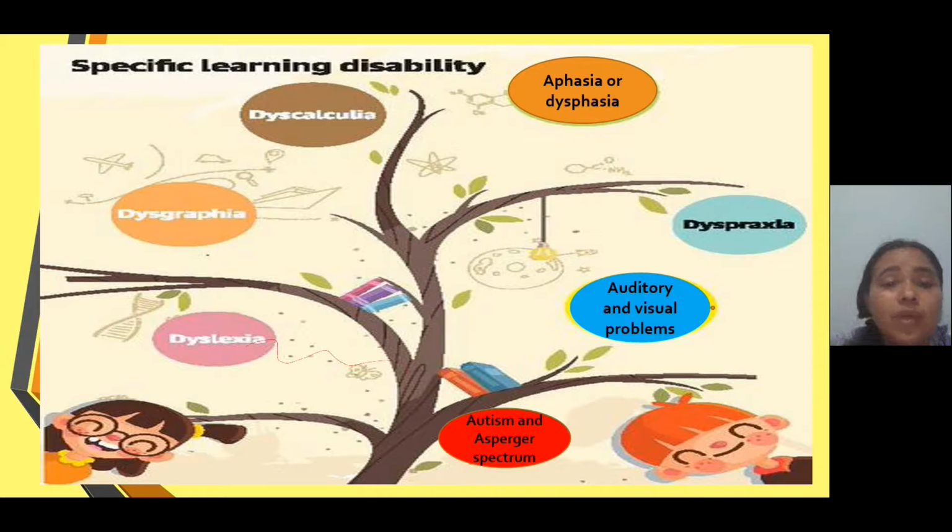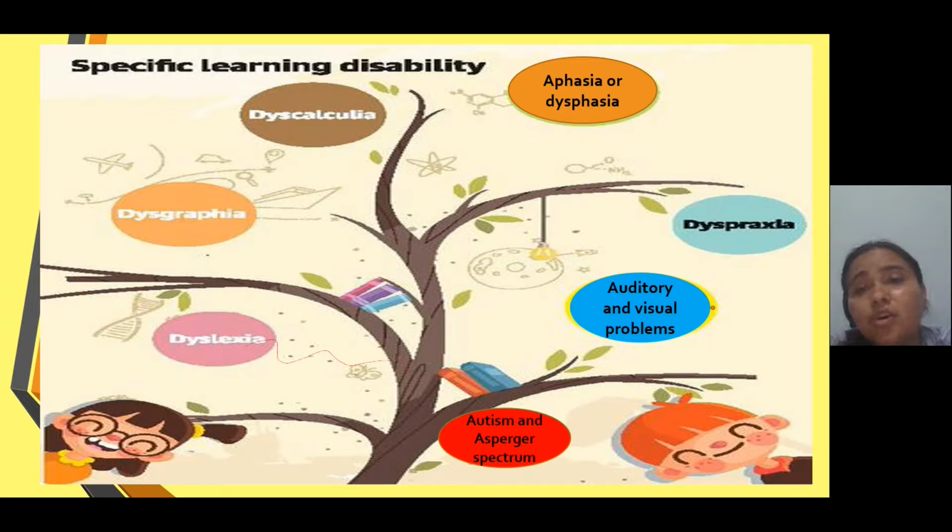Next, there is the other problem that is dyscalculia. This is a disability that has to do with math. These children have a lot of problems with solving problems in math, with numbers, with telling the time, with counting money. They have problems when talking about math problems and numbers.